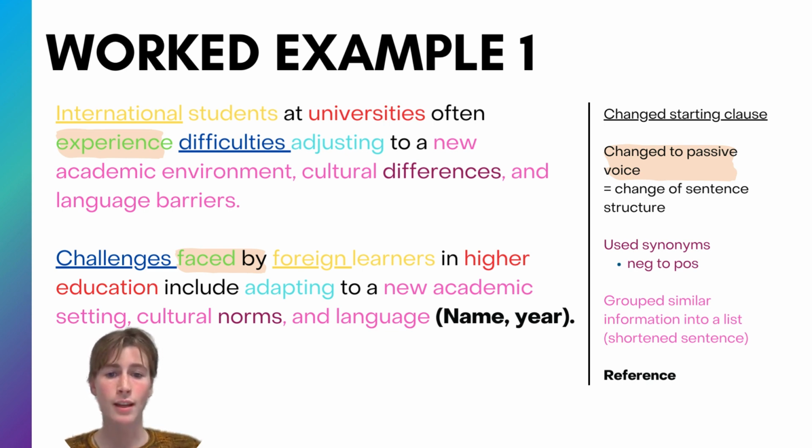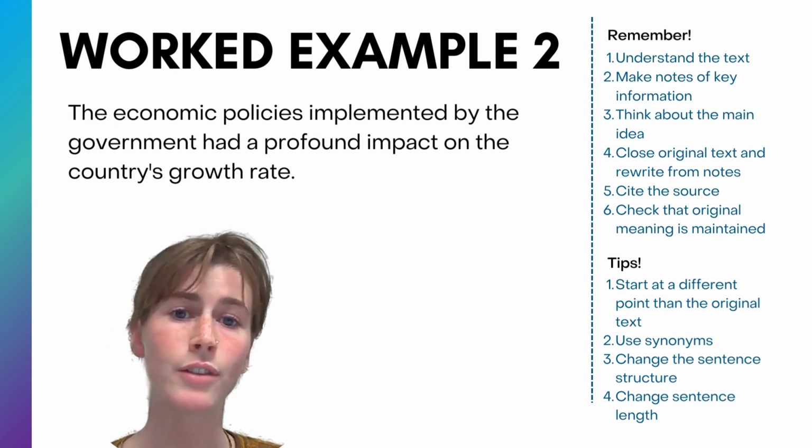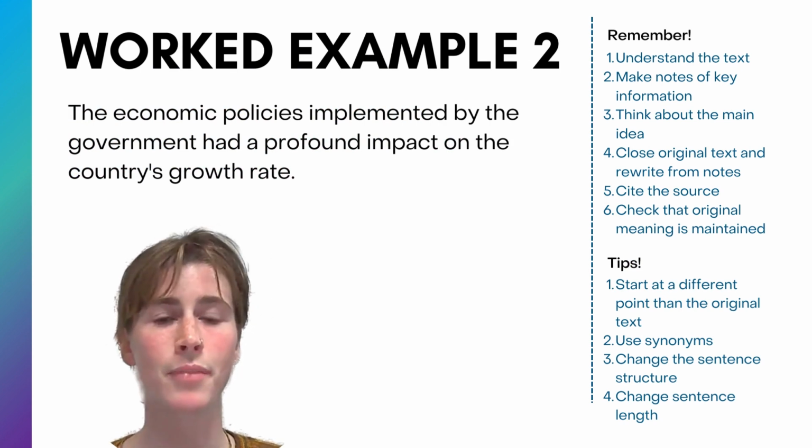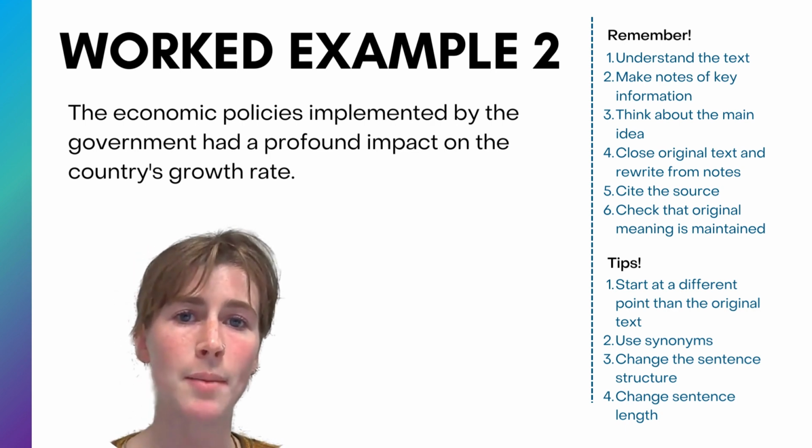The last thing we've done is group information together to form a shorter sentence. Now we're using the single adjective new to describe the whole experience of international students. And of course, we've added a reference. Ready to try again? Read the notes on the right and then read the passage. I don't want you to write anything down just yet, but I want you to think about how you might paraphrase this.